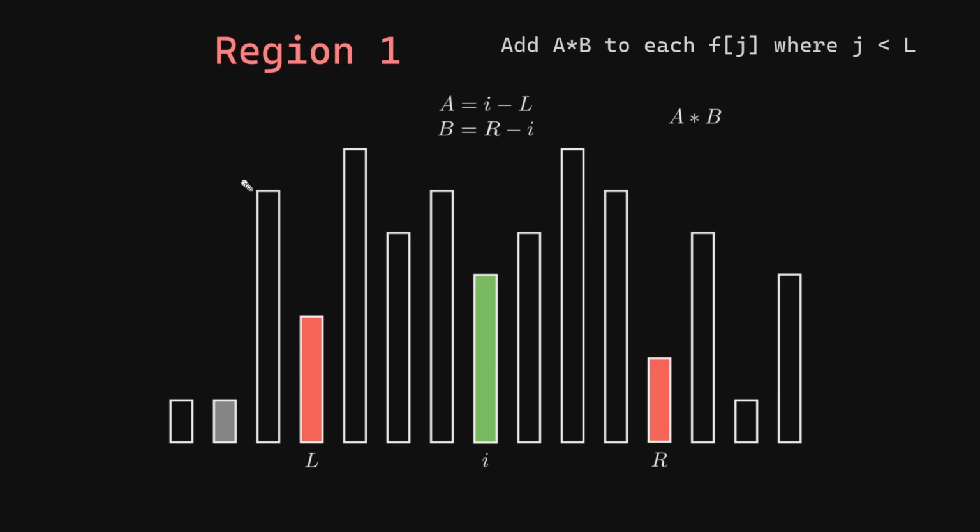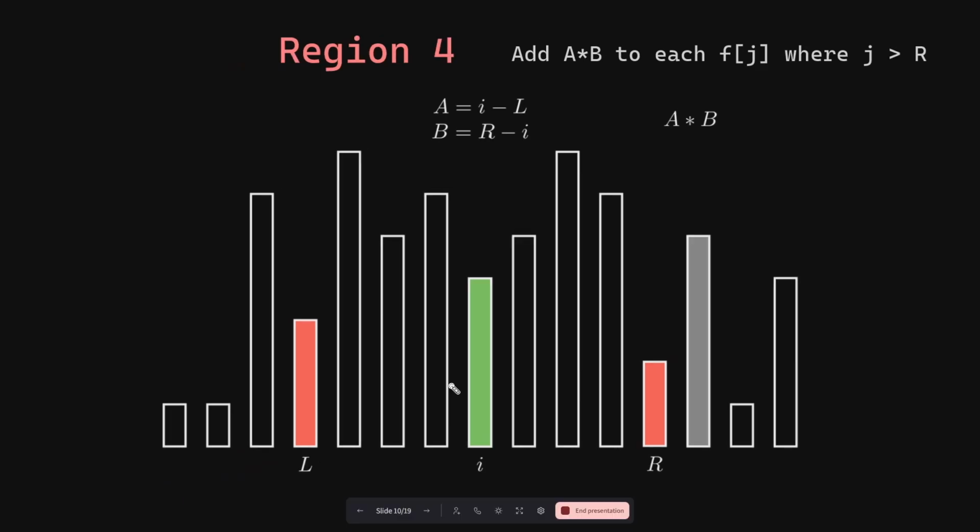So we can iterate over each of the elements in region 1 step by step, and then add a into b into a of I to each of their f value. The time complexity to do that would be O of n, because there can be at most n elements in region 1, but that is fine. We are looking for a correct solution, not an optimal solution.